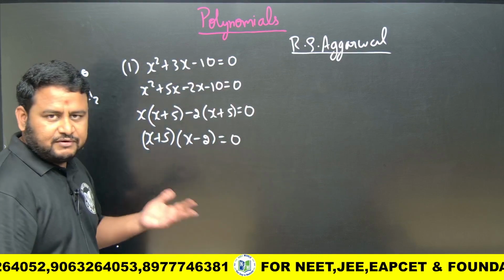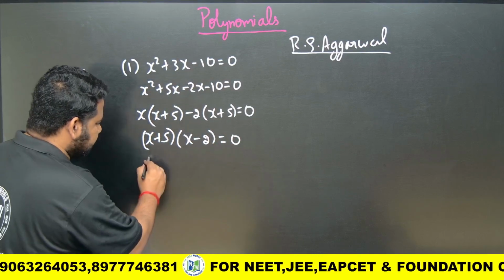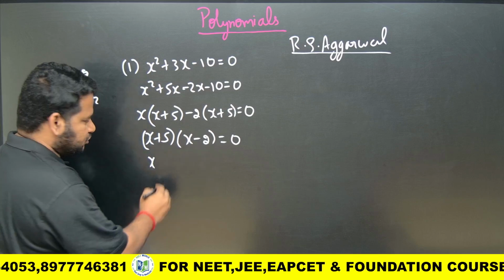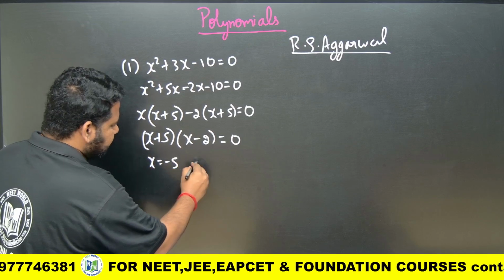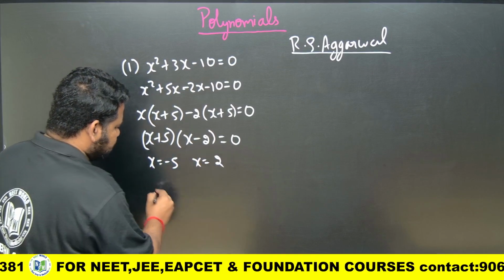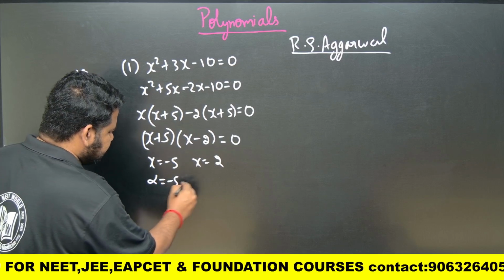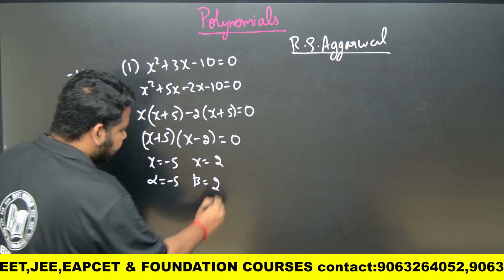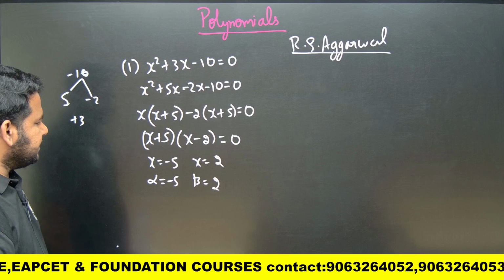Now we have to find the values of x. x plus 5 will be equal to 0, that means x will be equal to minus 5, and here x will be equal to 2. So let me take alpha is equal to minus 5 and beta is equal to 2.